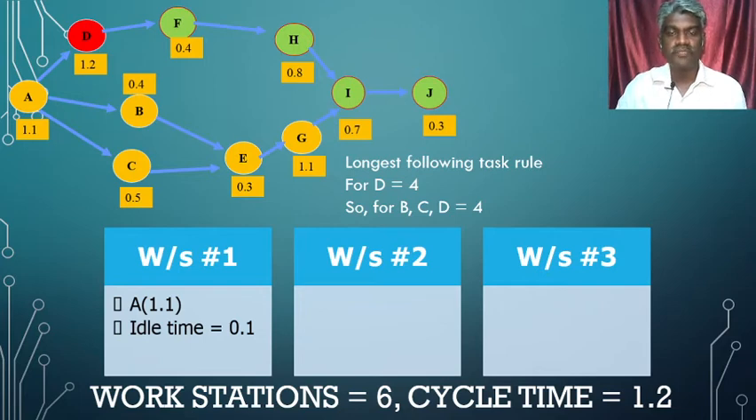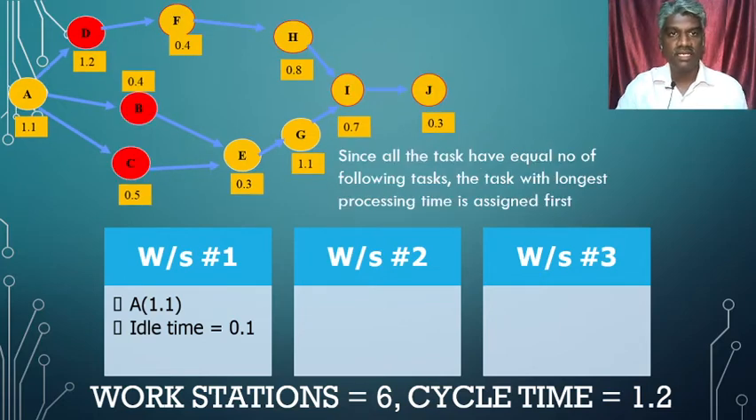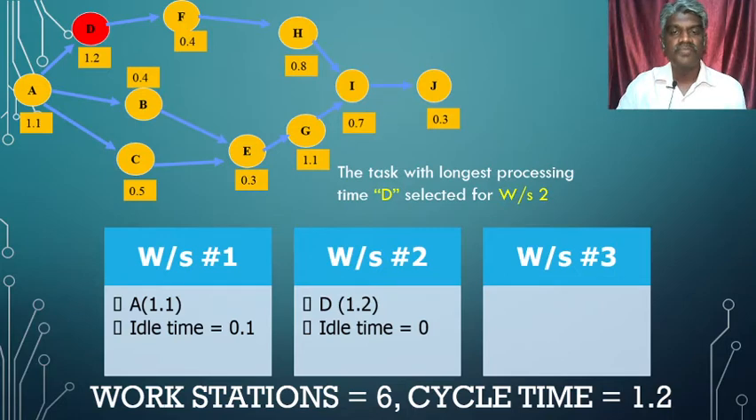So even though the problem specifies that the following task rule should be used, here we cannot use that, so we use the other rule, which is the longest processing time rule. Among B, C and D, we check which task has the longest processing time, and 1.2 is the largest, and it is D. So we are going to assign task D to workstation 2, and when we assign D, it takes 1.2 minutes to complete this task.